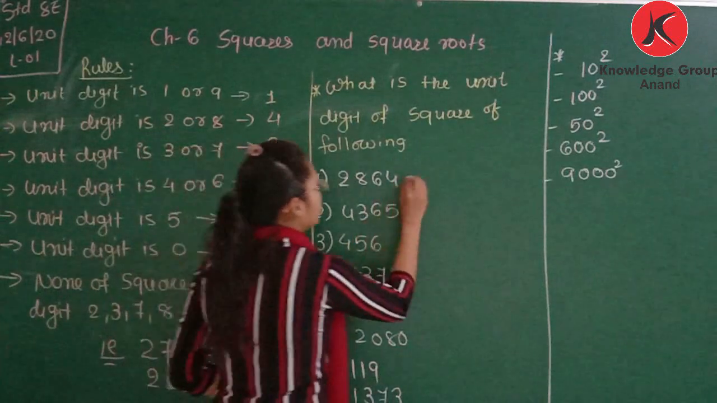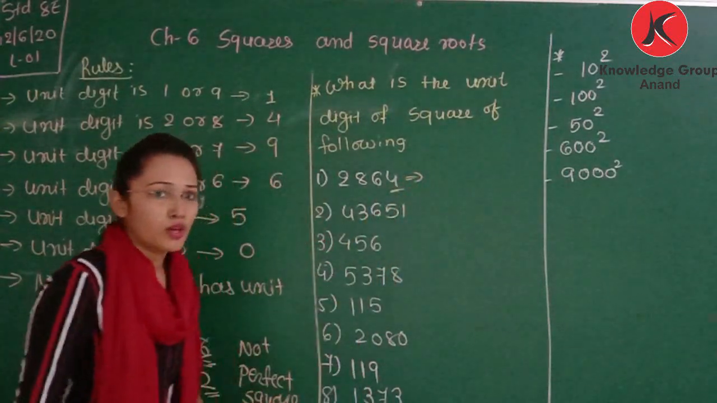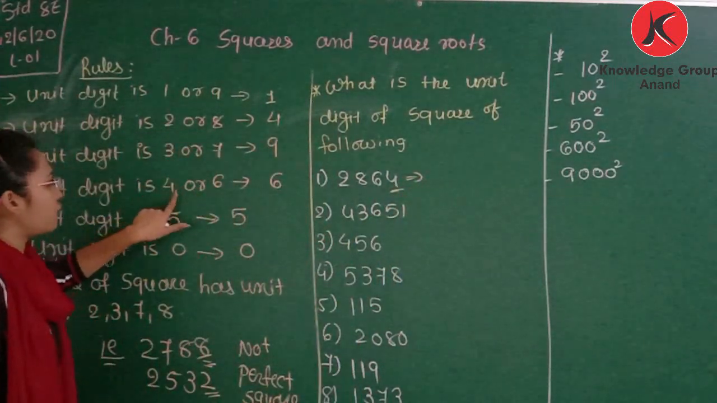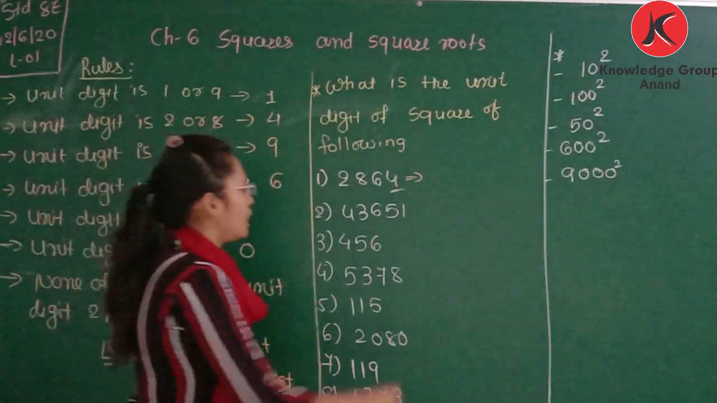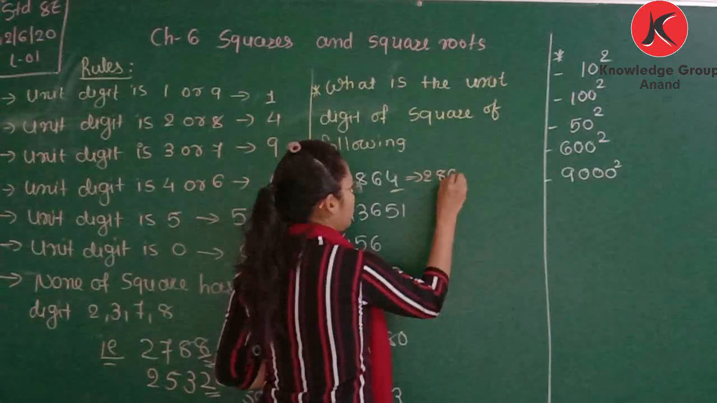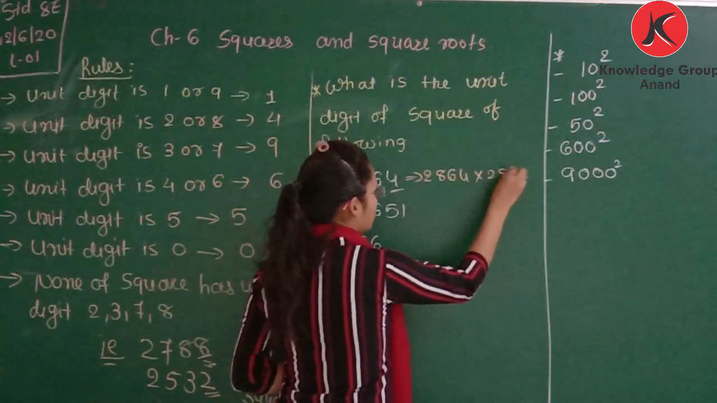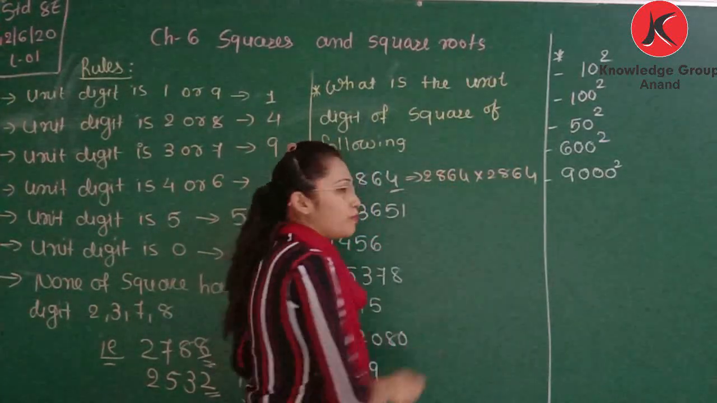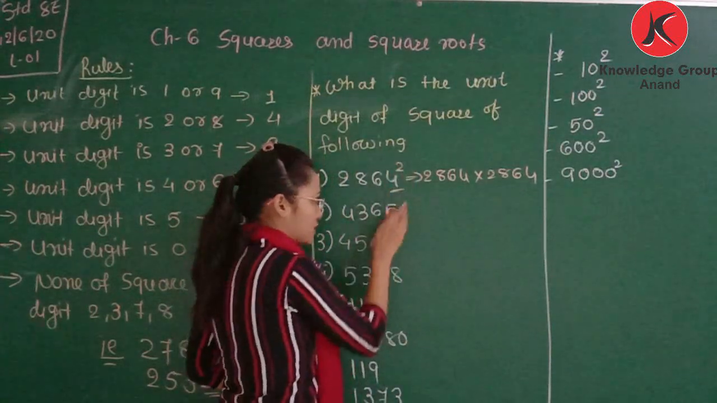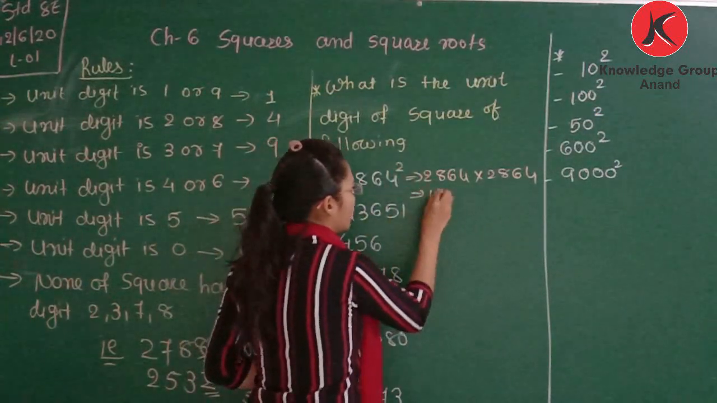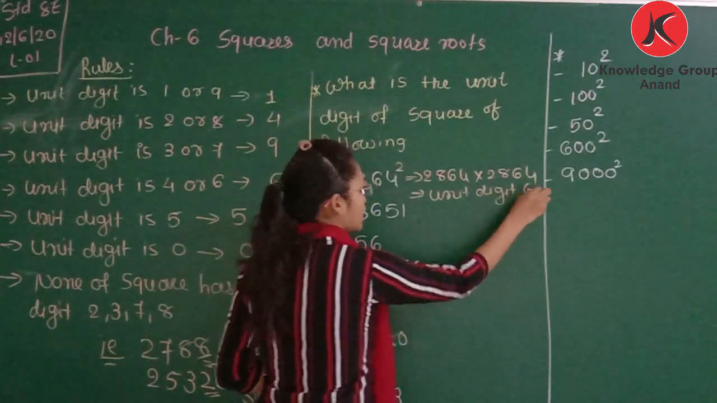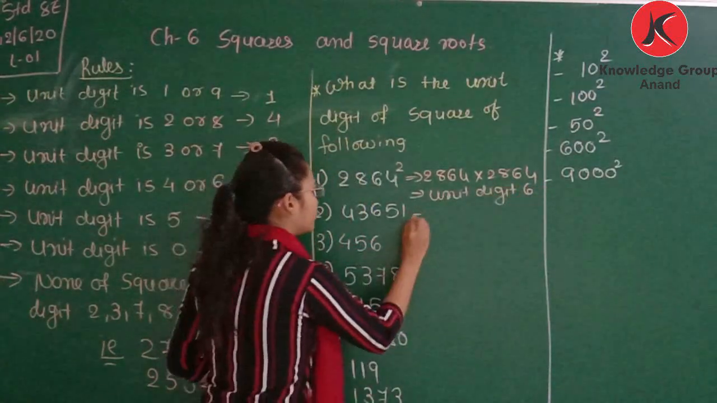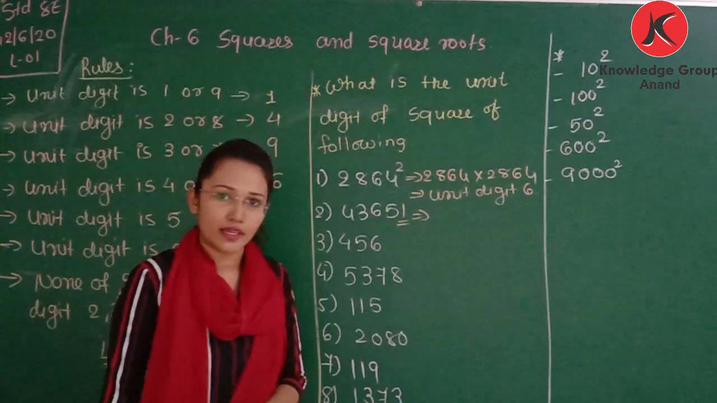So here last digit is 4 and here we learned the rule that if last digit is 4, then the square contains unit digit 6. You can check your answer by actual multiplication. If you multiply this, that is the square of this number, you will get unit digit 6.